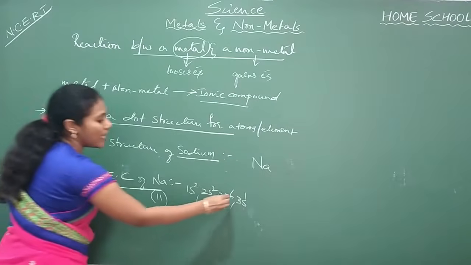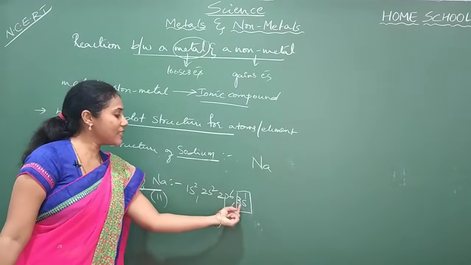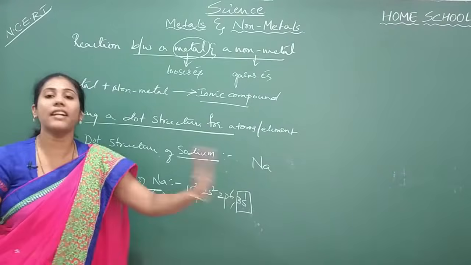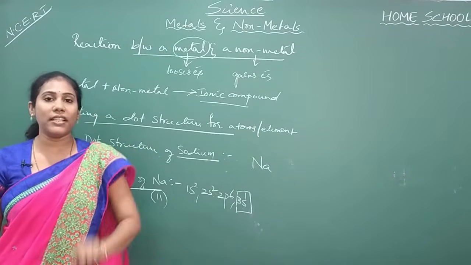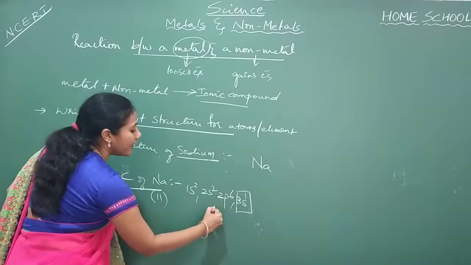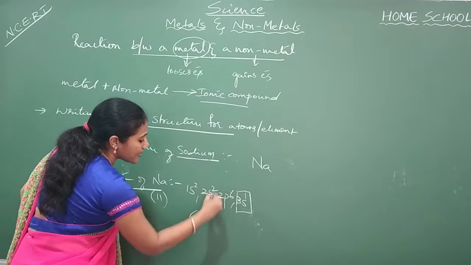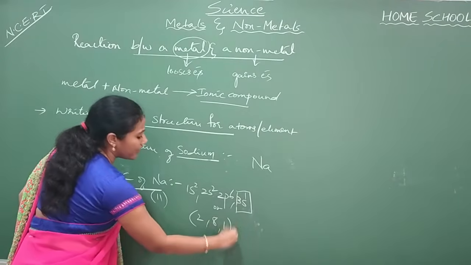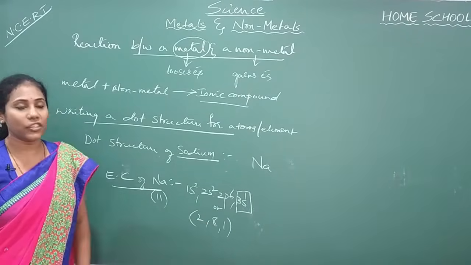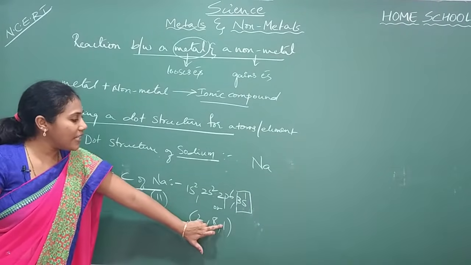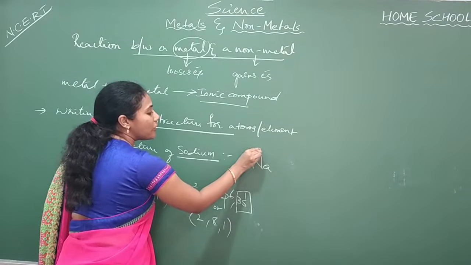So which is the last shell? 3 is the last shell. First shell, second shell, and the last shell in this element is the third shell. In the third shell, how many electrons are there? 1 electron. In another way, you can also write the electronic configuration for sodium as 2, 6 plus 2, comma 8 and 1. This is a simple way of writing. How many electrons are there in the last shell? 1. That 1 electron you have to indicate as a dot.